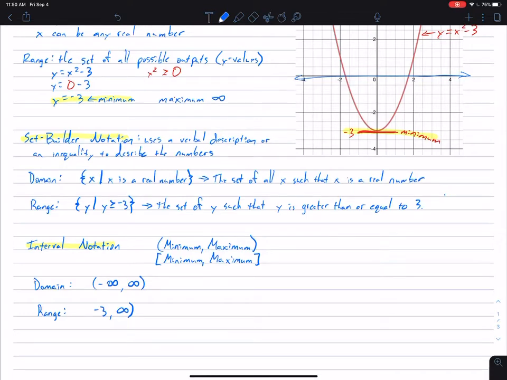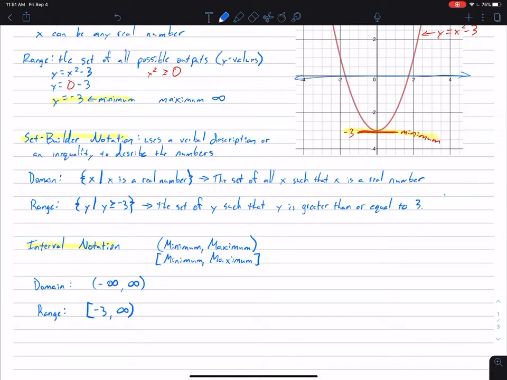The numbers are a little bit trickier. We have to decide, do we use a parenthesis or a bracket? In this problem, is it possible for the range to be -3? Can y be -3? Well, yes, it can be -3. Since it can be equal to that number, you're going to use a bracket. So -3 is the boundary, but it also is a number that we're allowed to use.